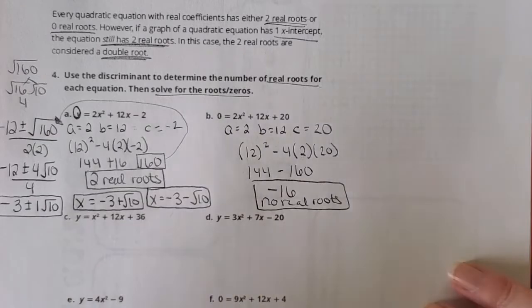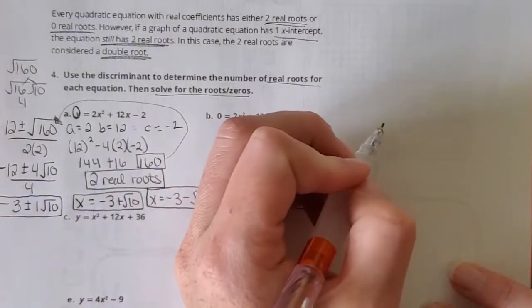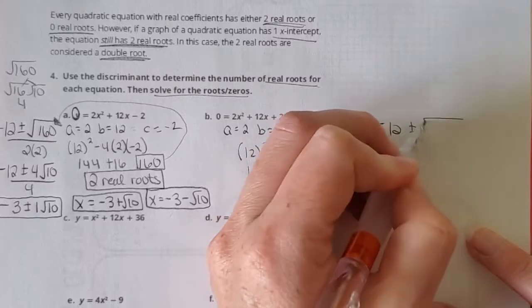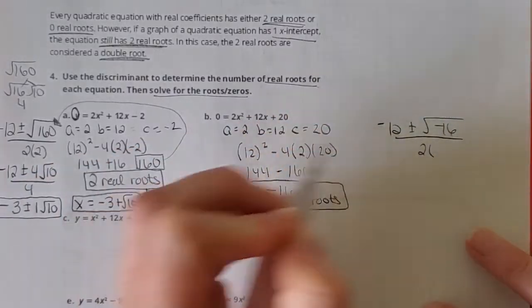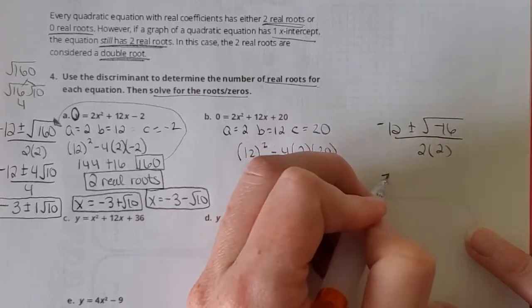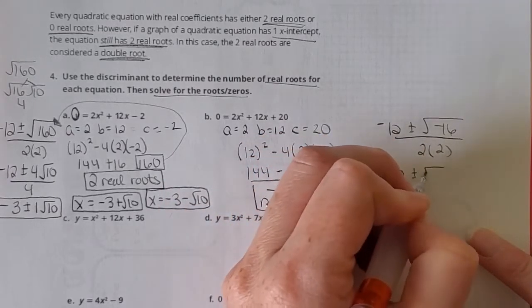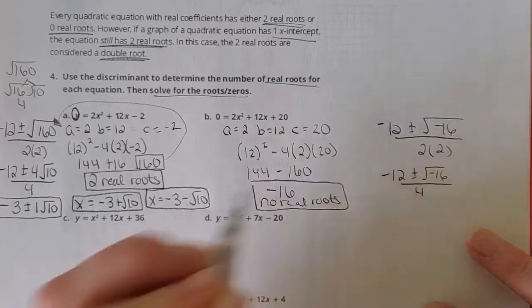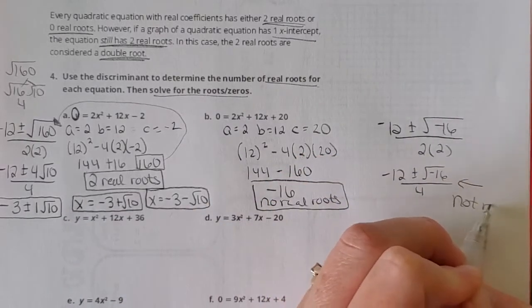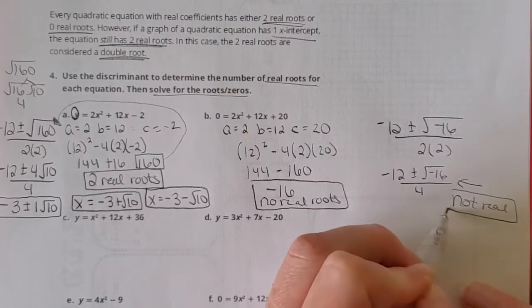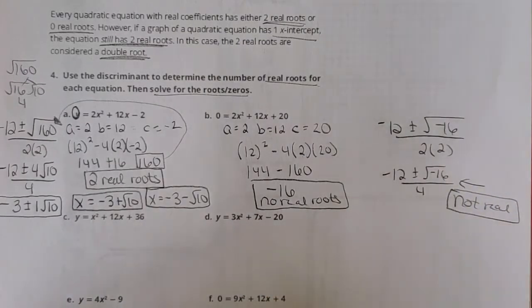So you really don't have to solve this, but if you were to plug it in, you'd have negative 12 plus or minus the square root of negative 16, over 2 times A, which is 4. Because this is not real, you would say not real. You wouldn't be able to go any further until you get to more advanced math classes.